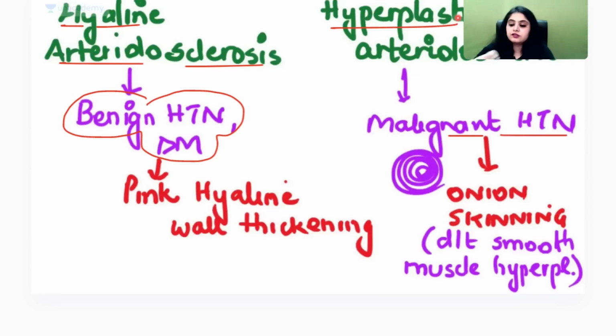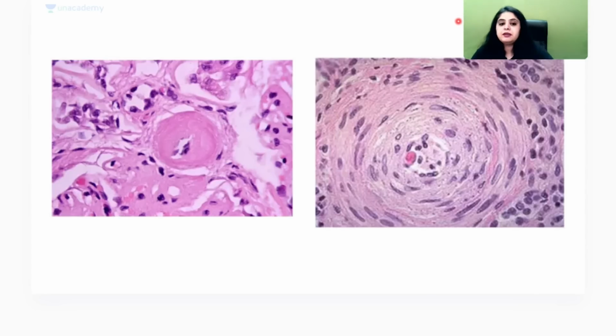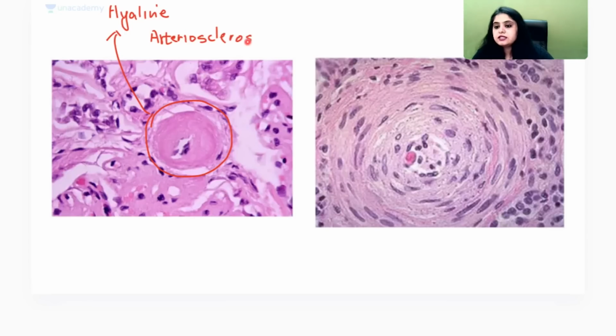Hyperplastic arteriolosclerosis. So see the pictures again. Now tell me, what is this, hyaline or hyperplastic? Tell me, what photo of the blood vessel is this? What should I label it? Very, very good. This is hyaline arteriolosclerosis. Tell me the diseases for hyaline arteriolosclerosis. Type 2 or any diabetes, like your patient was diabetic. Benign hypertension, like your patient had hypertension.